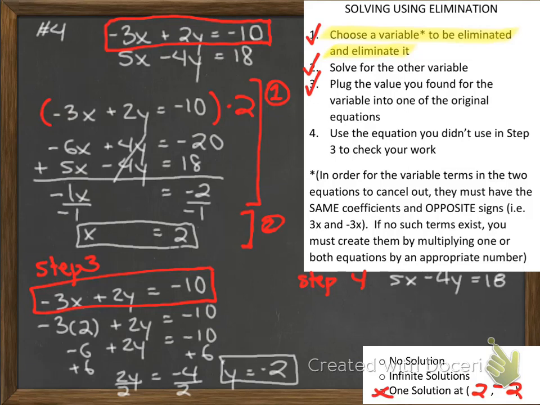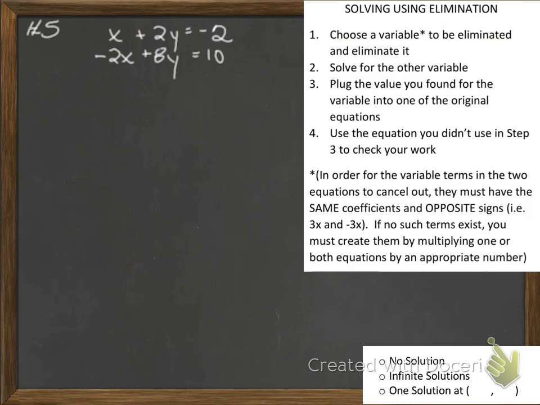Okay, so we said that x is equal to 2. We said that y is equal to negative 2. So we have 5 times 2 minus 4 times negative 2 is 18. So we have 10 plus 8 is 18, or 18 is equal to 18. Okay, so we have checked our work and it is correct. Awesome.